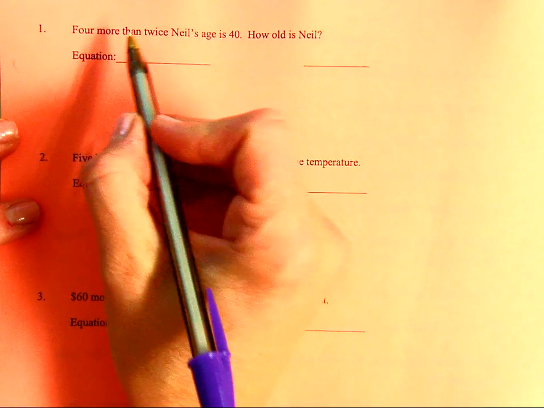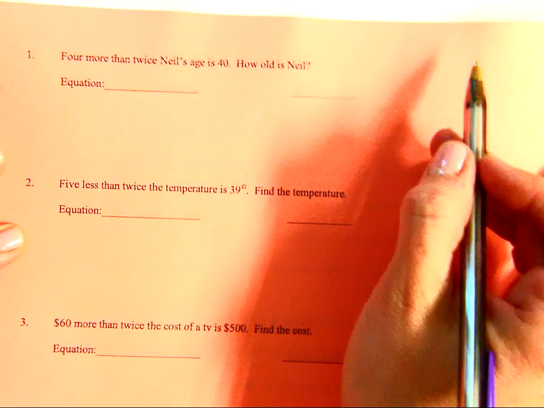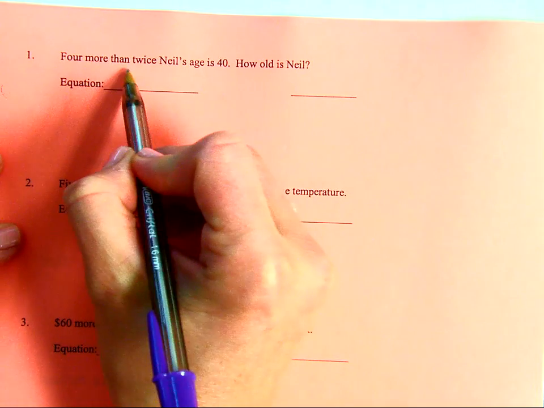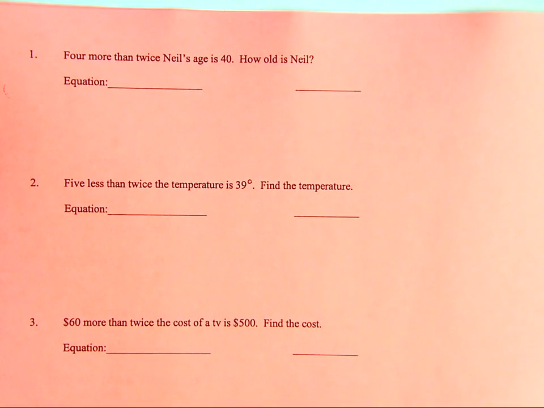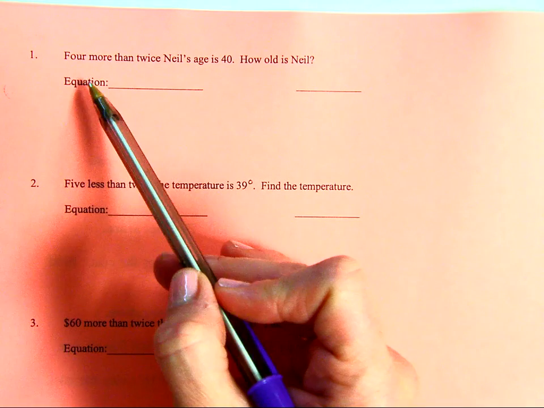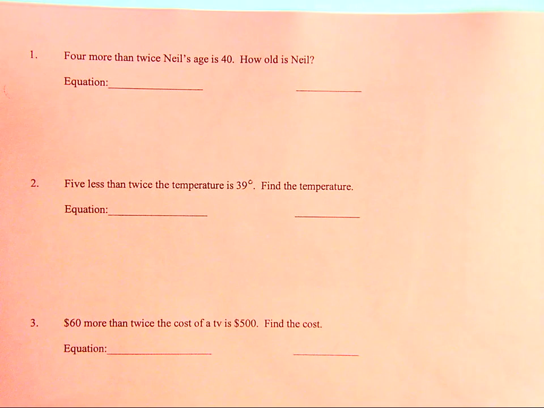So, first thing you're going to do off to the side is this. 4 more than twice Neil's age is 40. So I want you to think about it. Neil is some years old. I don't know how old he is, but I know that when I take his age and multiply it by 2 and add 4 to it, I get 40.